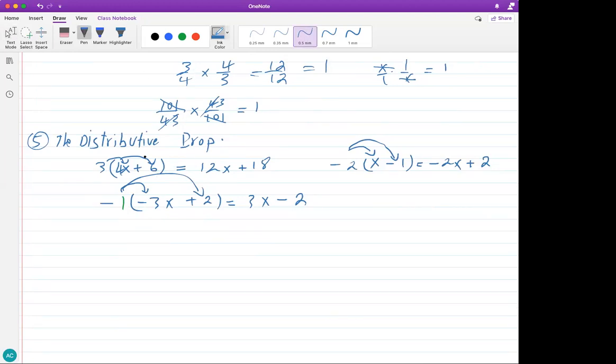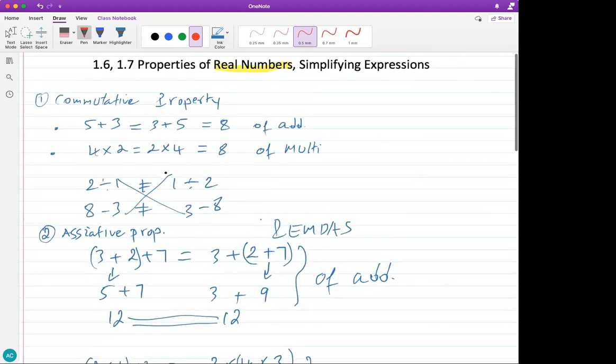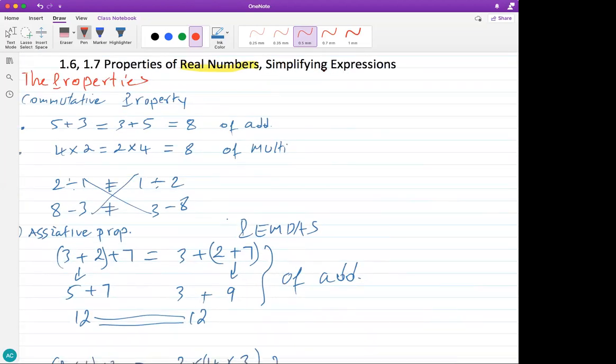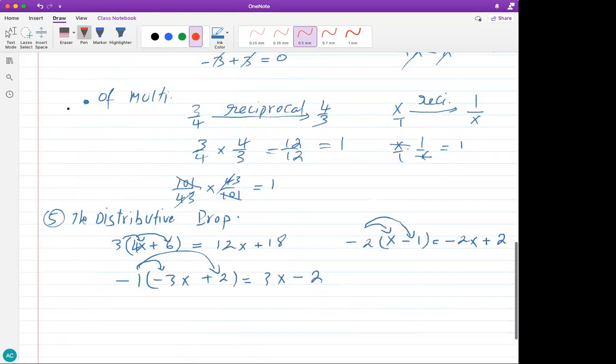So now we're going to move on to see how to apply all these rules to simplify some expressions with a bunch of x's and y's. Let number 1 be the properties. Okay, so the properties are these. And let number 2 be simplifying algebraic expressions. The first one was about properties. Number 2 would be about simplifying expressions using these properties.